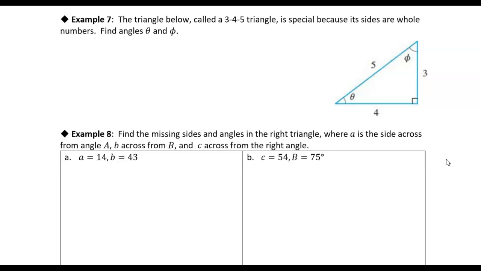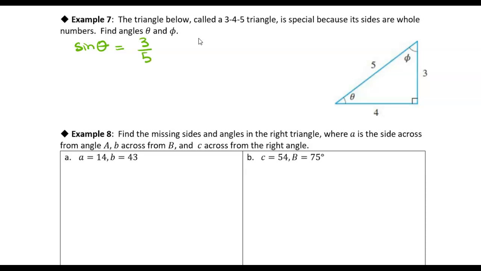Example 7 now. We have a 3, 4, 5 triangle. And now we're trying to find the angles that correspond to a 3, 4, 5 triangle. The other ones we were trying to find sides, now we're going to find angles. But we can use sine, cosine, and tangent to do this. So I can write the relationship that the sine of theta is equal to opposite over hypotenuse, so the opposite is going to be 3, and the hypotenuse is 5.